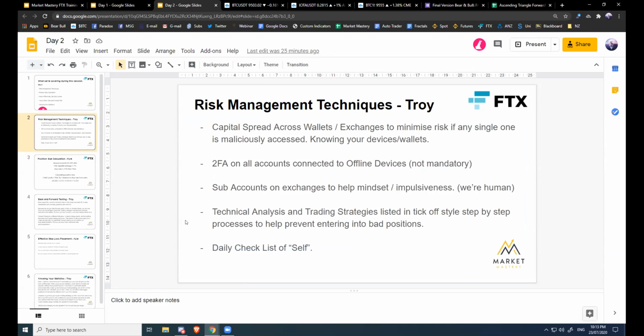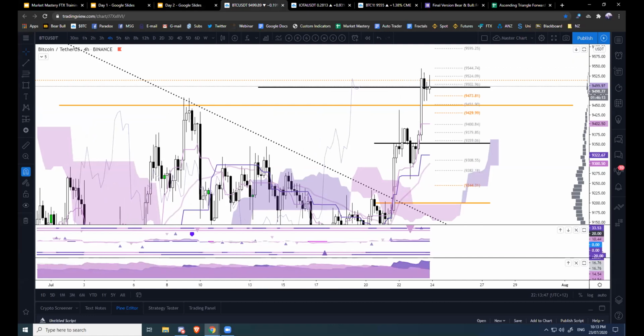Technical analysis and trading strategies listed in a tick-off style. So if you've got 20 steps, you've got to go through each step one by one and tick it off. All right, and what this does is it helps you prevent forgetting a certain step in your sequence of steps to get into a trade. You may miss looking at a certain aspect if you do it without doing the tick-off style checklist. So say, for instance, your trading strategy is, let's get a clear chart here.